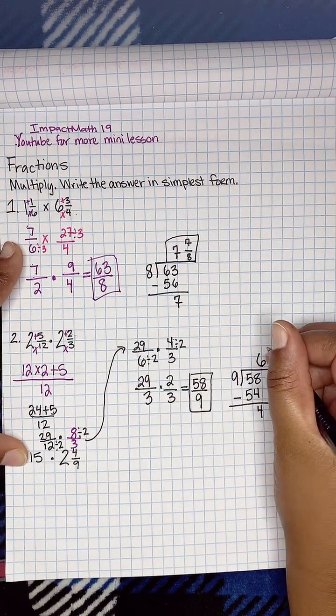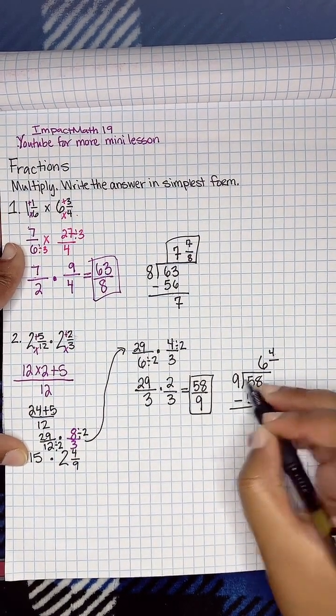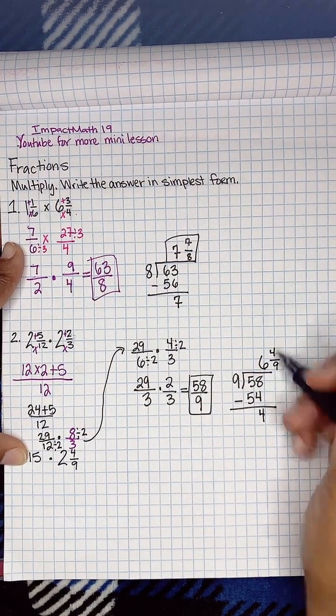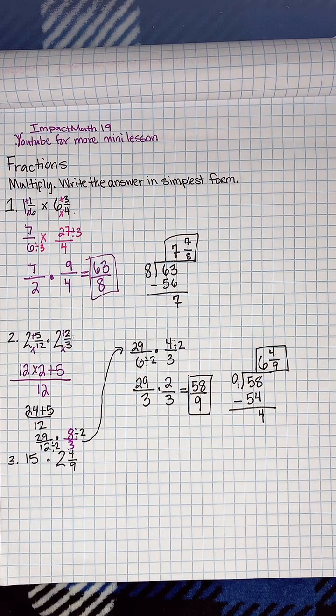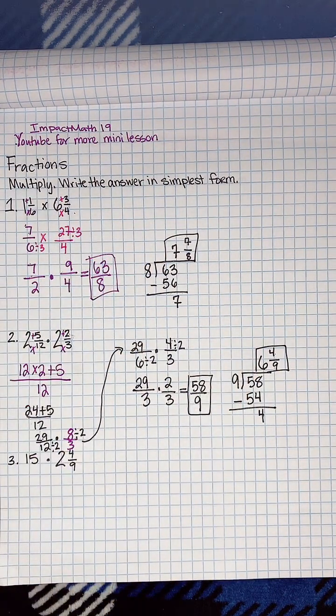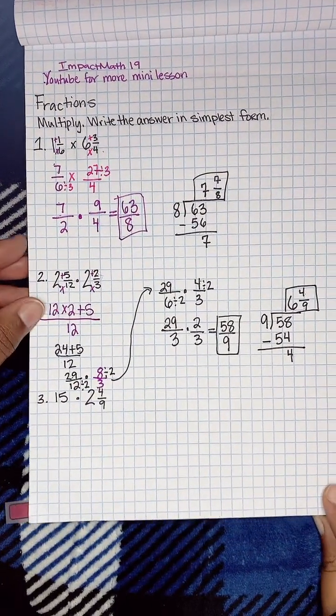4/9. Perfect. The 4, the remainder goes on top. And what you divided by goes on the bottom. So it's 6 4/9. So hopefully that helped the person that said they were lost up here. Hopefully this made more sense. Okay. Oh, thank you. Okay, so let's go to number 3.